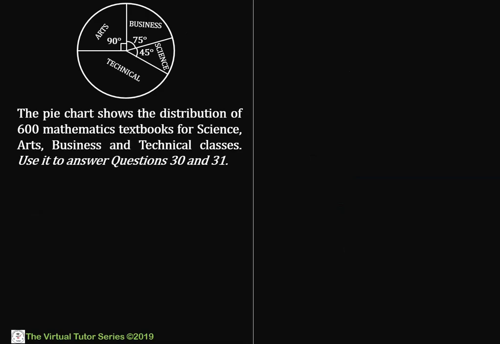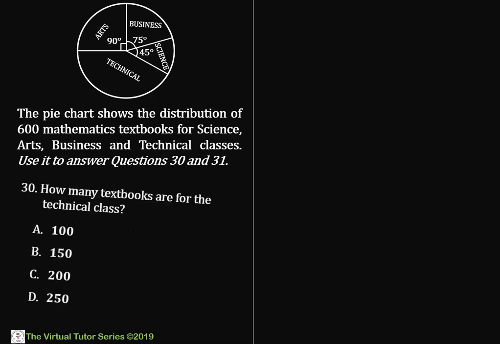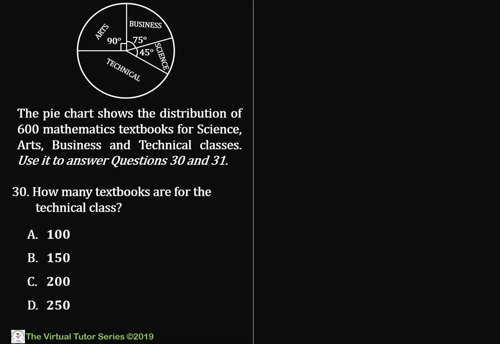The pie chart shows the distribution of 600 mathematics books for science, arts, business, and technical classes. Use it to answer questions 30 and 31. Question 30. How many textbooks are for the technical class? Solution.